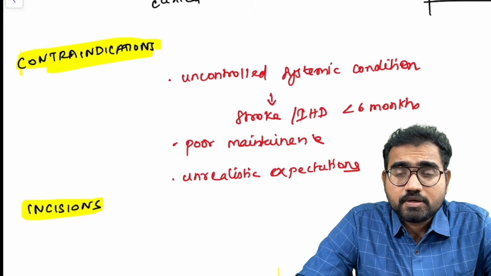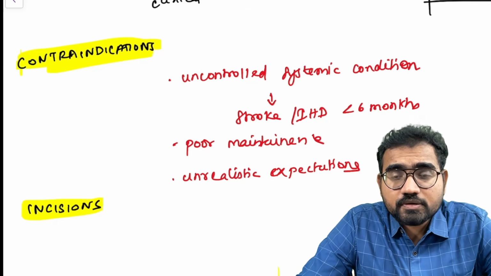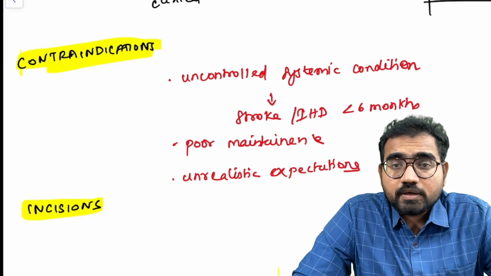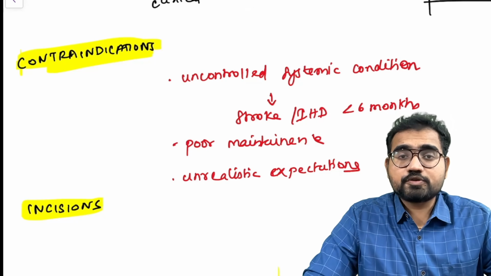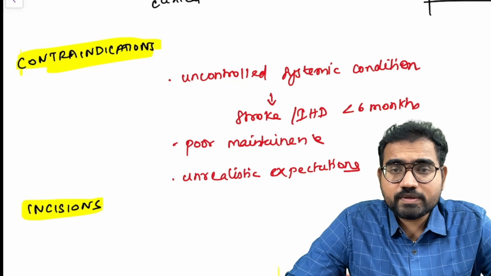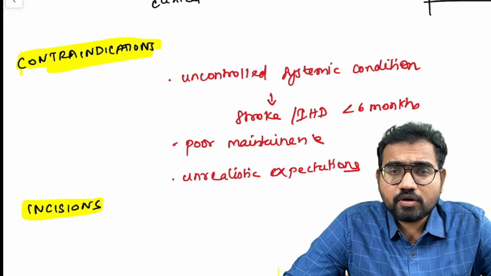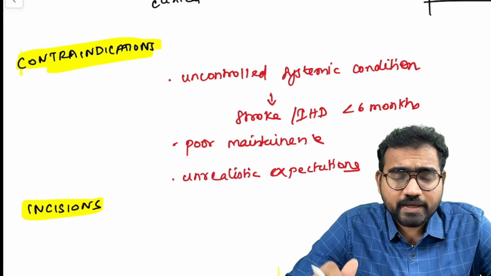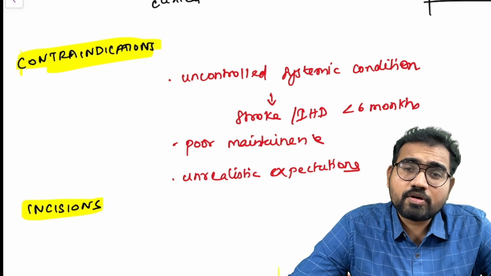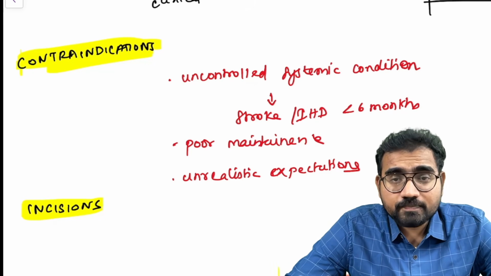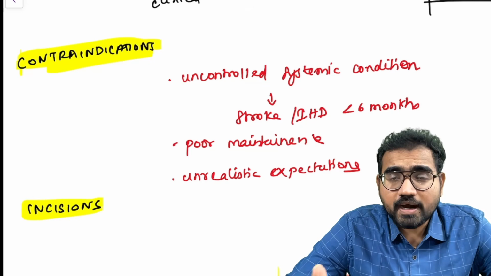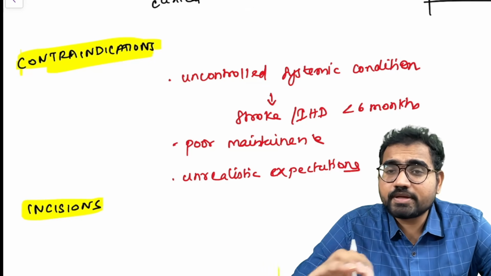Unrealistic expectations are like, doctor, if you do this procedure, my tooth should be absolutely fine, I should eat like when I was 20 years old. No, those are all unrealistic expectations. For such a patient, either explain what is happening in their oral cavity, or just neglect them and don't do the treatment. So if the patient has uncontrolled systemic conditions, or has had an MI or stroke or ischemic heart disease in less than 6 months, poor maintenance, or unrealistic expectations, don't do flap surgery, just leave them.